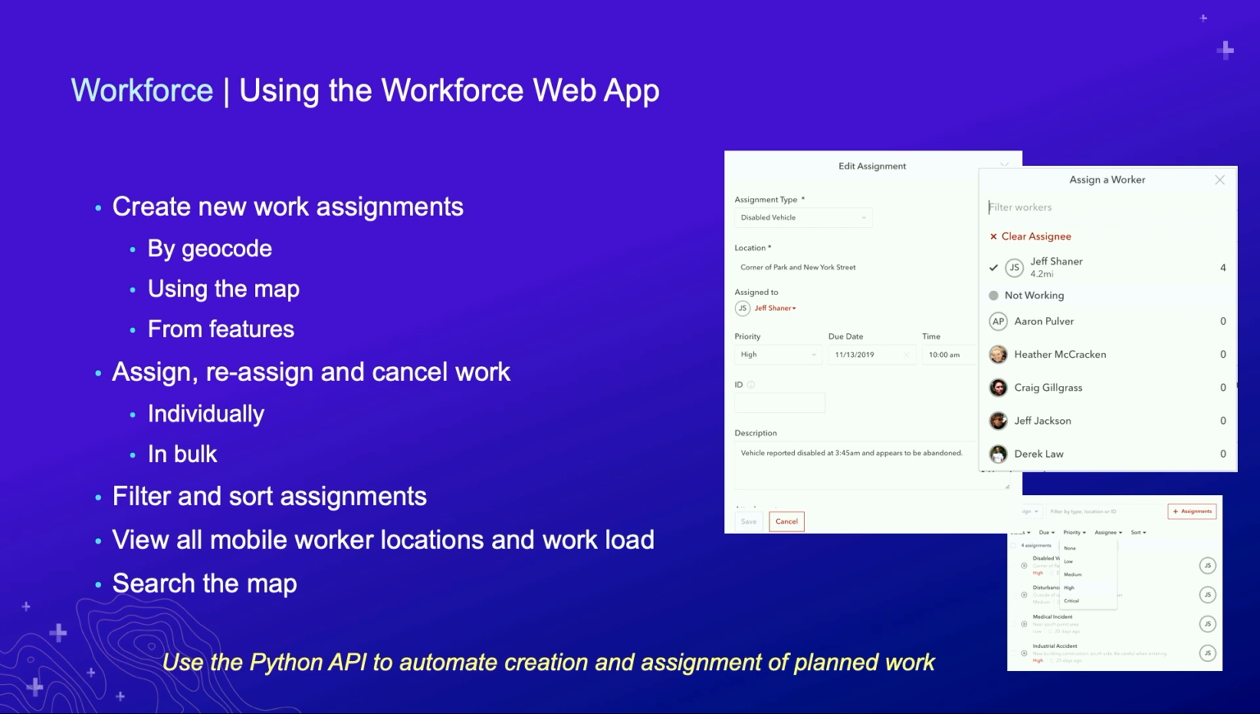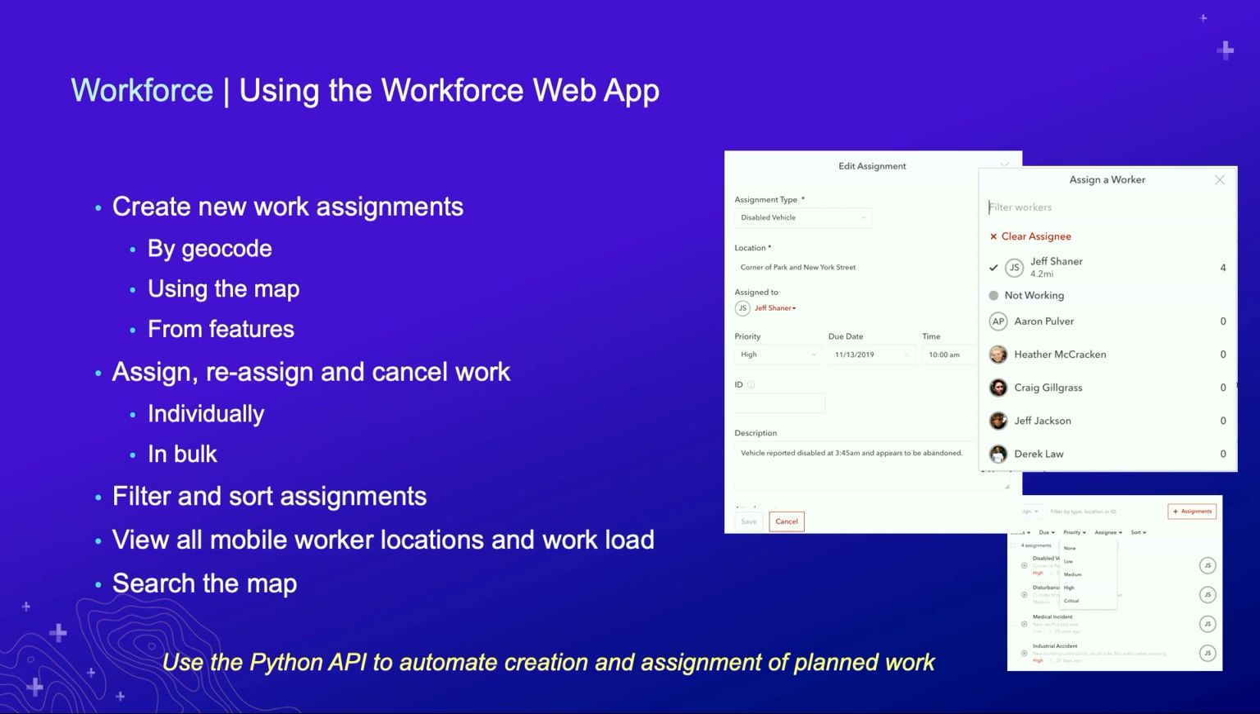And I did mention this already too, but you can use that Python API to automate the creation. We've got some sample Python scripts that show you how to take information from, say, a spreadsheet or a CSV file and actually load that as assignments. The other thing you could do as a GIS analyst is build a little workflow for your dispatchers where they take a spreadsheet and they use the append capabilities as well. So you could just append into the layer because it's just a feature layer and create new assignments that way too.